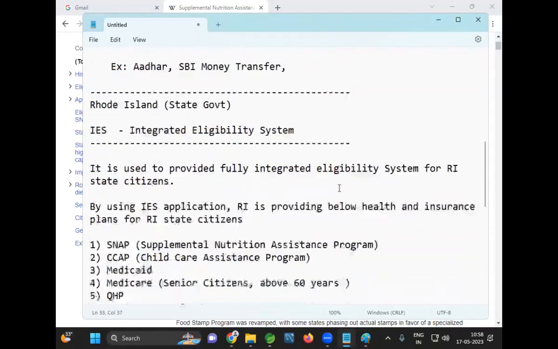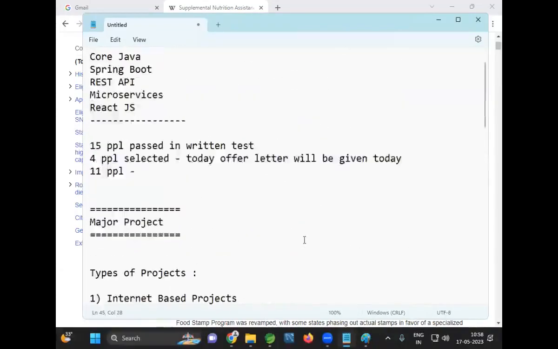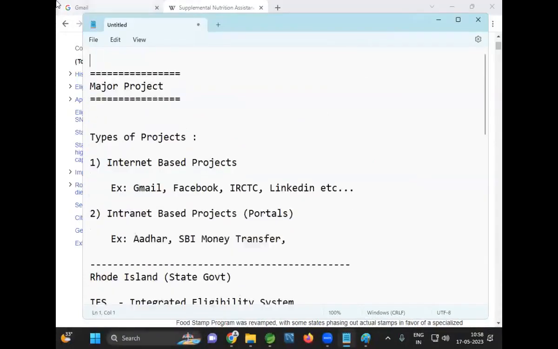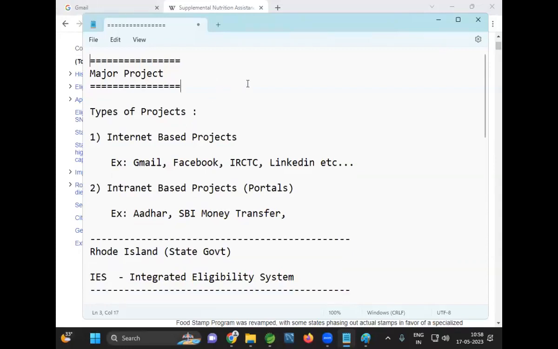Right, good. So for today, this is sufficient. I want you people to research these plans on the internet and understand the conditions for the plans. SNAP, who is eligible? CCAP, who is eligible? Medicaid, who is eligible? Medicare, who is eligible? I want you to research this, guys. You need to be very confident when you are explaining the major project in the interview. A lot of confidence is required. I will see your confidence in the class. You need to provide a seminar in the class.